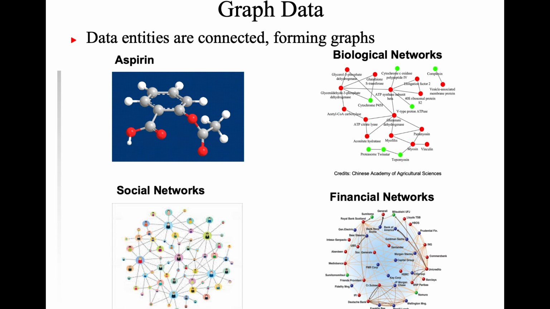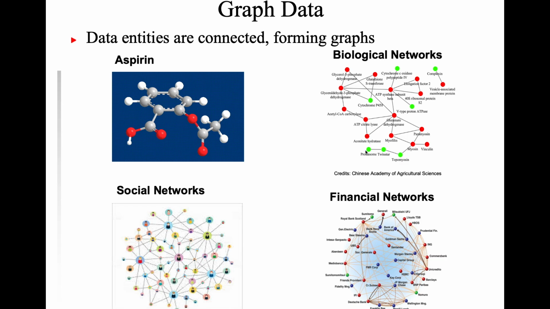So the only thing you have to know about graph data for now is that graph data contain nodes and edges. Edges are what link those nodes together. For example, you can see several examples here. The very simple one on the top left is the molecular representation of aspirin.